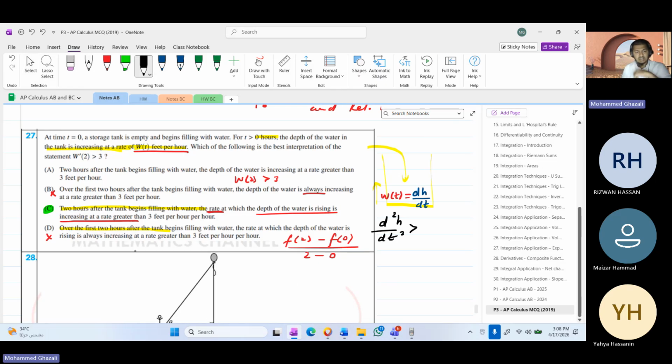And this is nonsense because they can't talk about always increasing, right? Always increasing makes no sense.